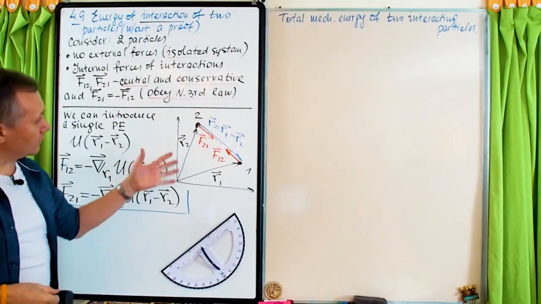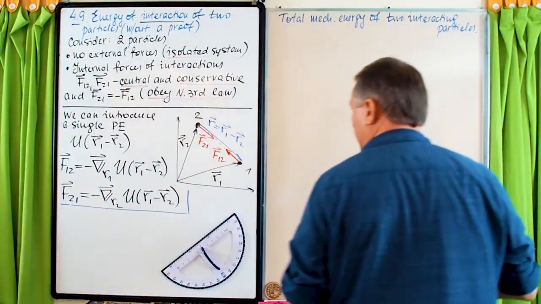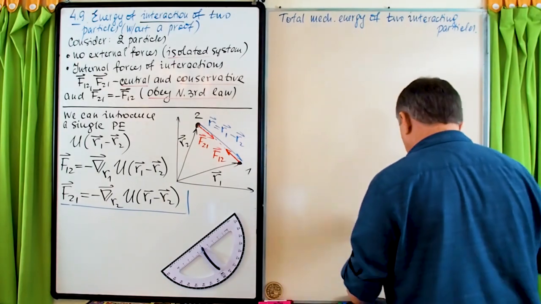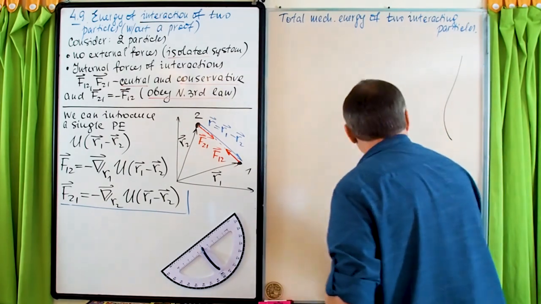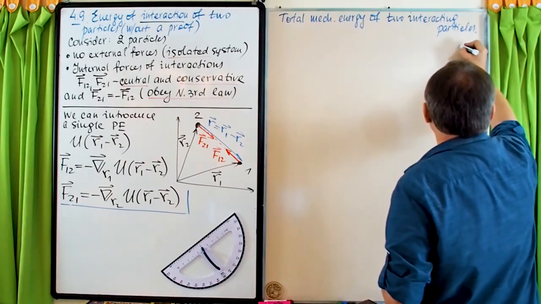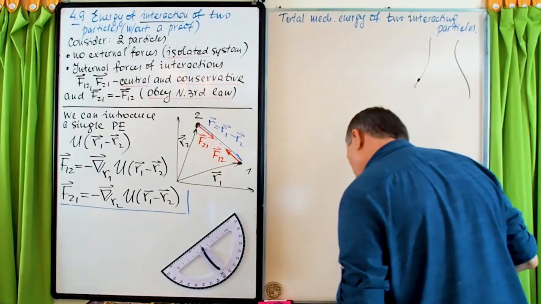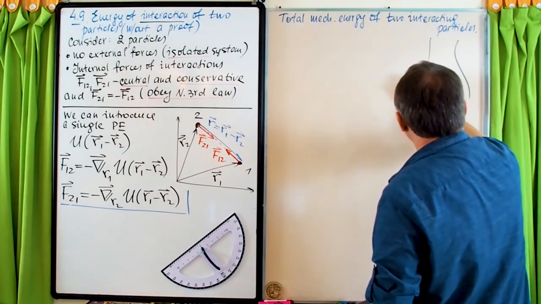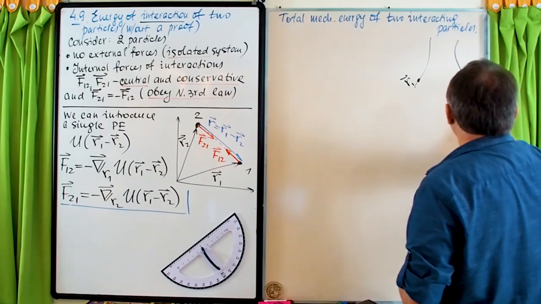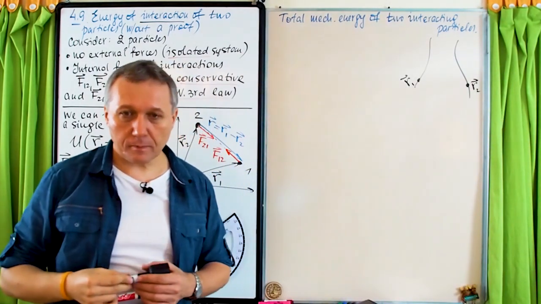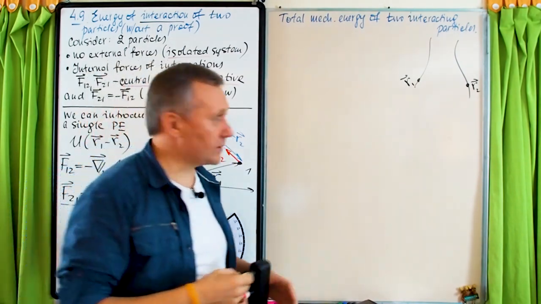Let me redraw this picture with some kind of trajectories, because this picture already has too much information. Too big, let me make it smaller. So, particle one, particle two. This is r1, the first particle. Here we have the second particle, r2. There's somewhere the origin. This time I decided to skip it.